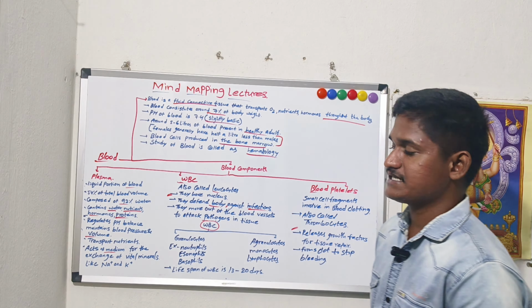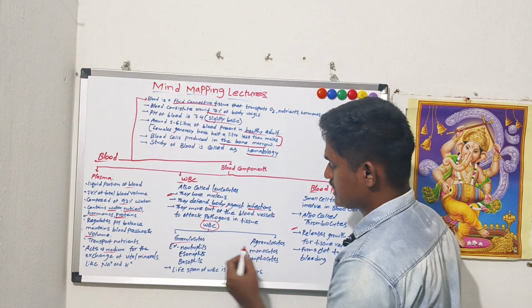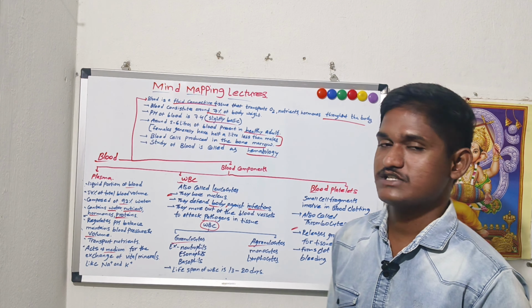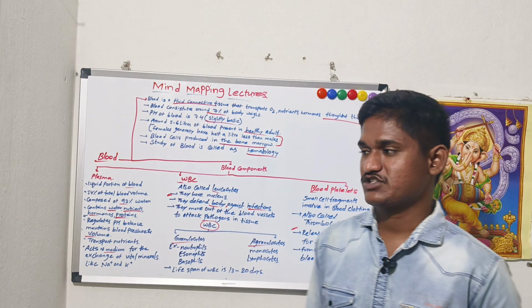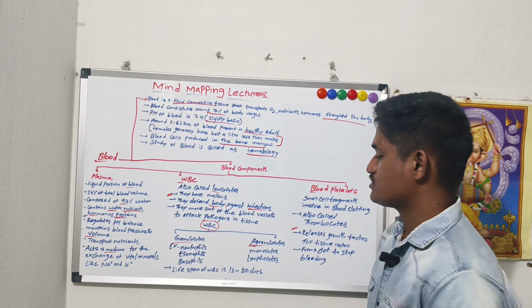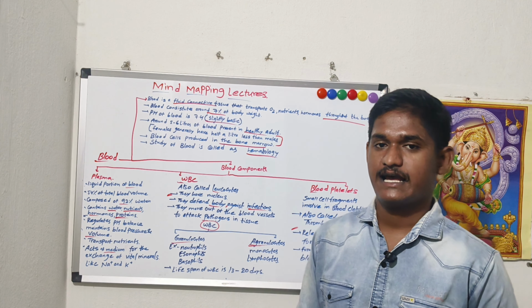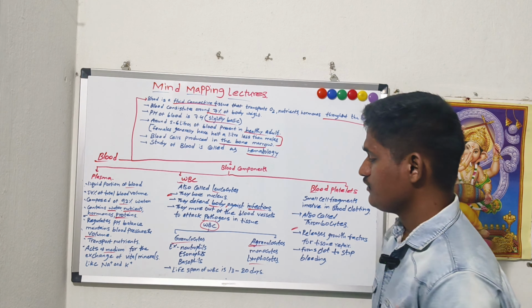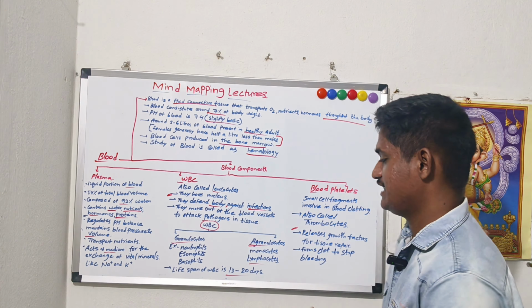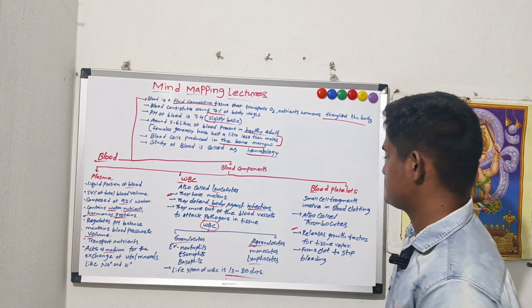White blood cells are of two types, granulocytes and agranulocytes. Granulocytes are neutrophils, eosinophils and basophils. Agranulocytes are of two types, monocytes and lymphocytes. The lifespan of the WBC is about 13 to 20 days.